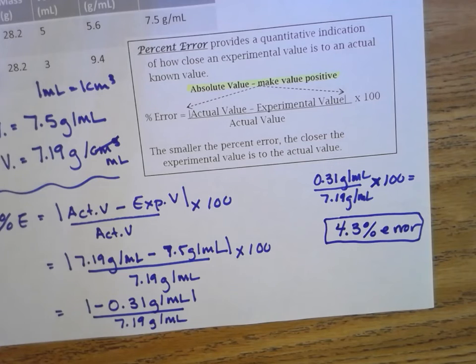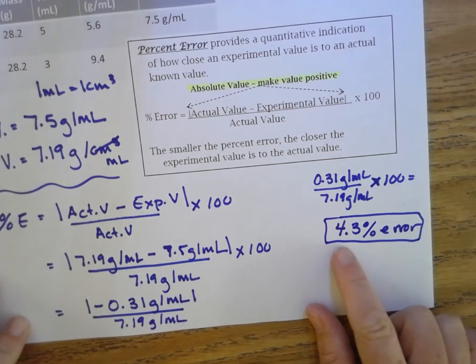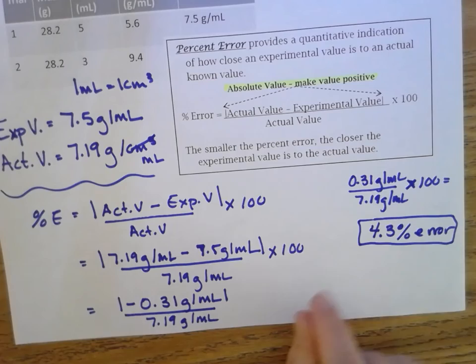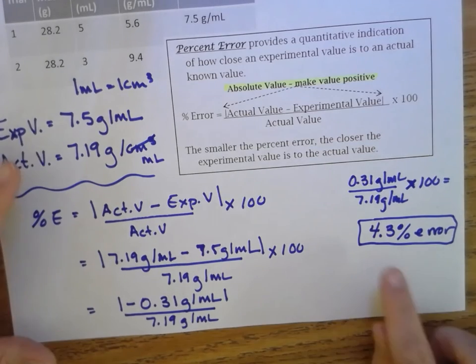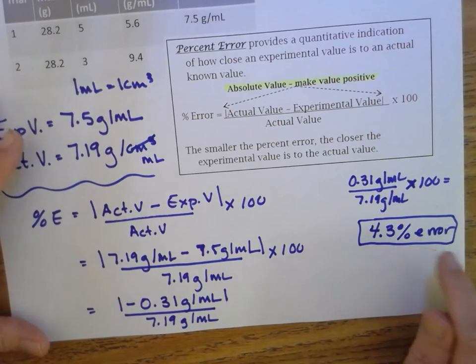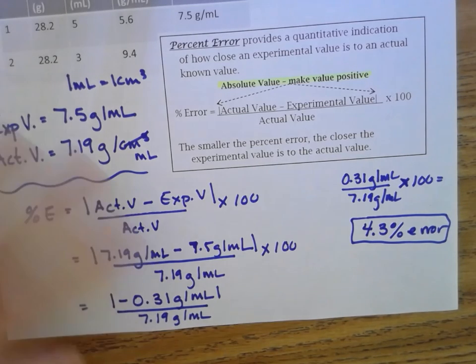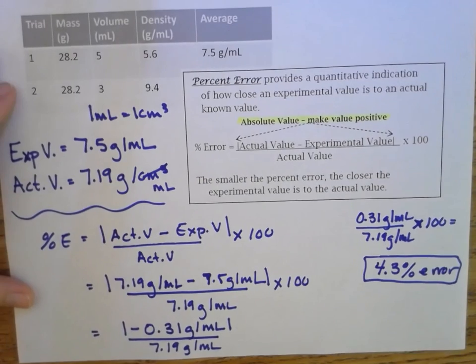For now, you can still round to the tenths place. And what this number means is that since it's a small number, I am pretty close to the actual value. I only have 4.3% error. Sort of like getting a 96 on a test. And that is how we calculate the percent error.